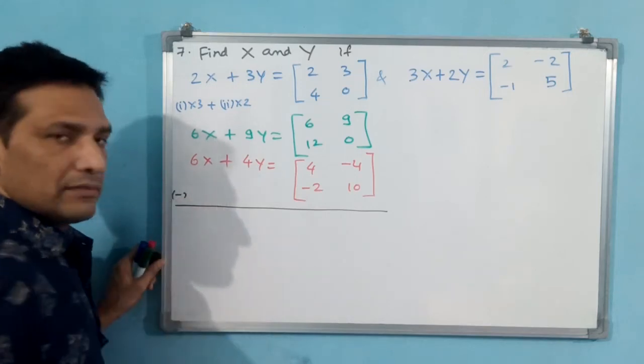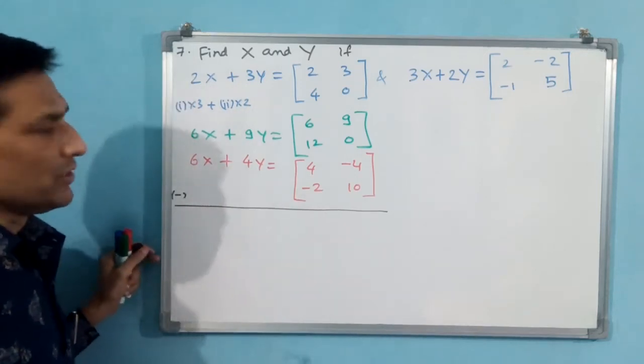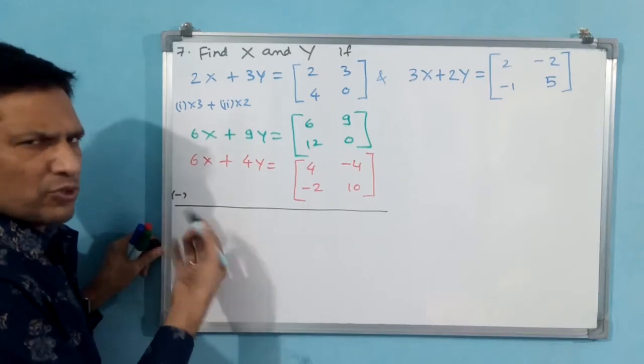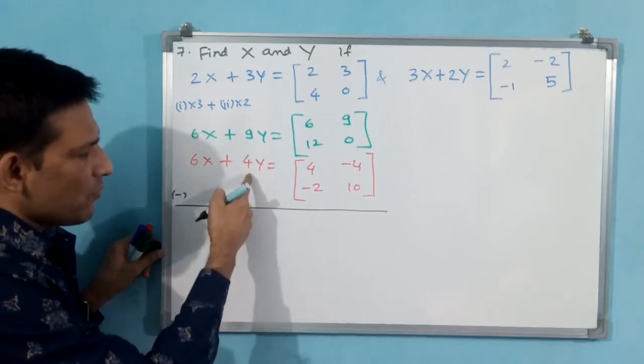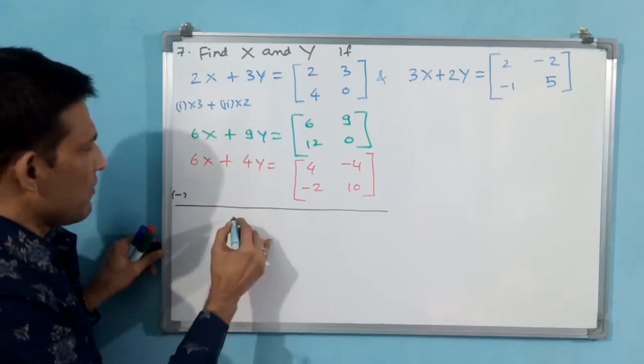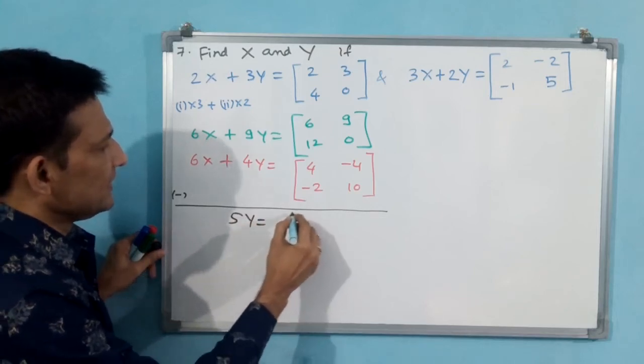Now you make it minus. 6x minus 6x is 0. You do not write 0. But 9y minus 4y is 5y. Write down 5y is equal to.